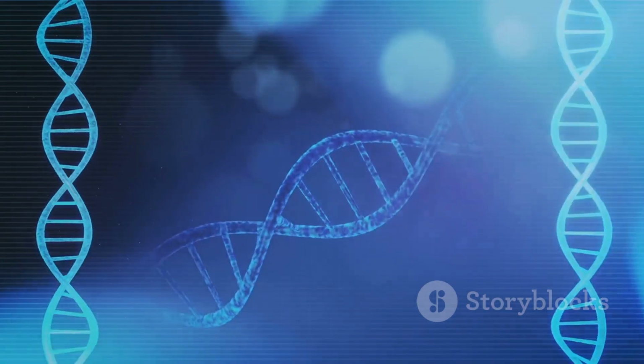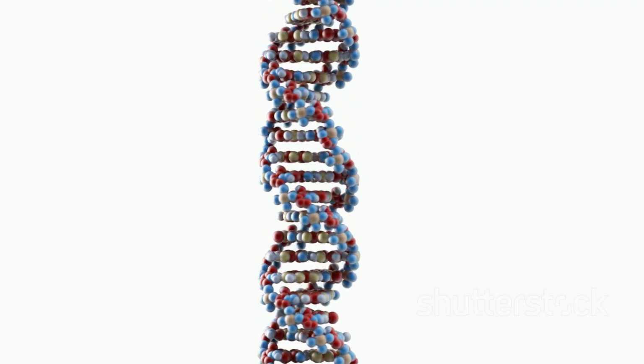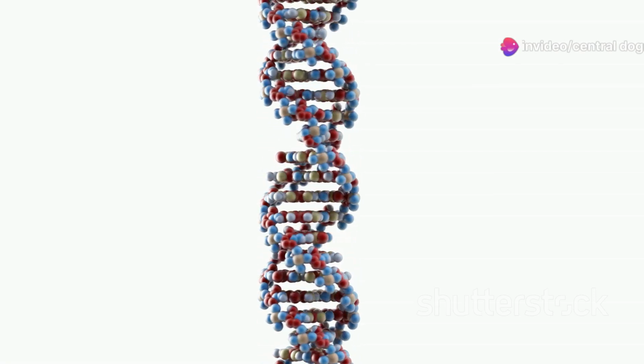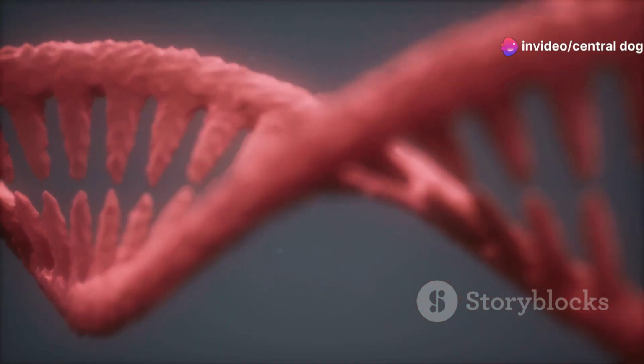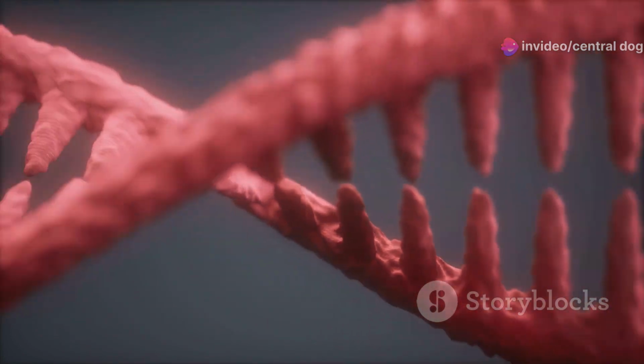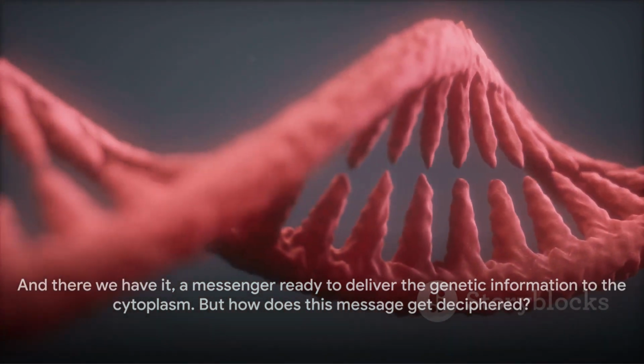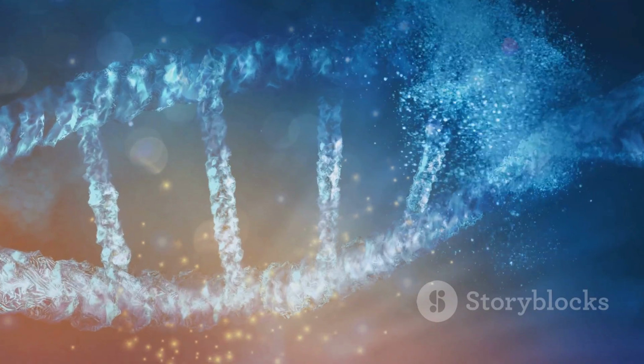The same principle applies to RNA polymerase. When it encounters a specific sequence of DNA known as the terminator, it knows it's time to stop transcribing, to lift the pen off the paper. The RNA molecule is then released, and the DNA helix zips back up. And there we have it, a messenger ready to deliver the genetic information to the cytoplasm.